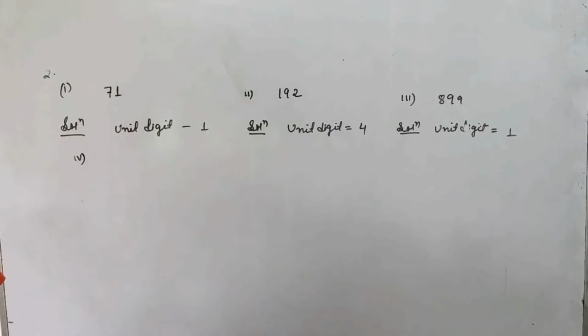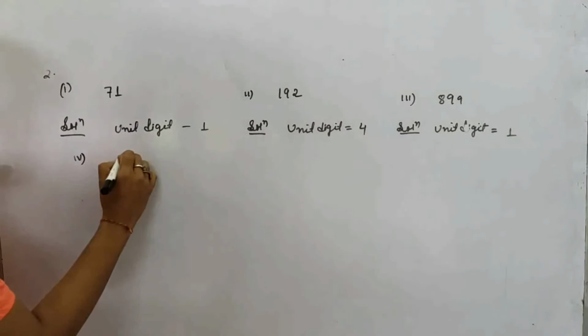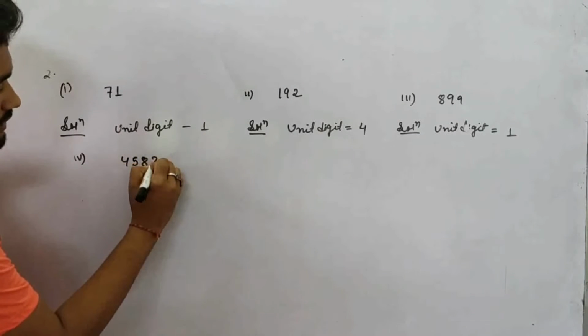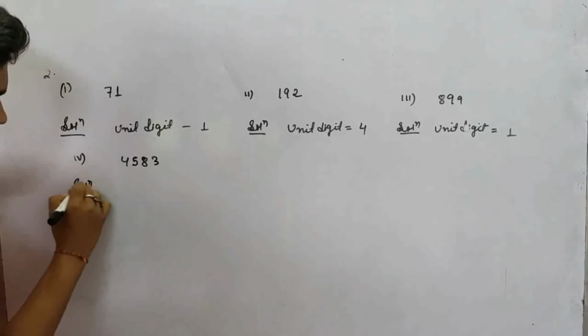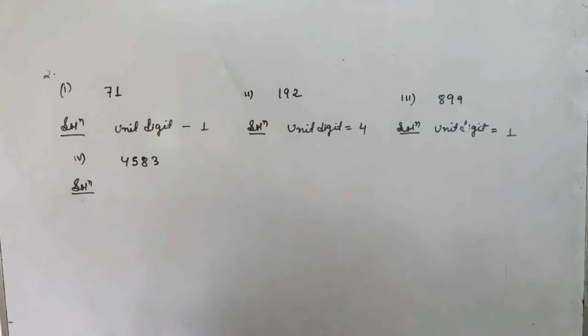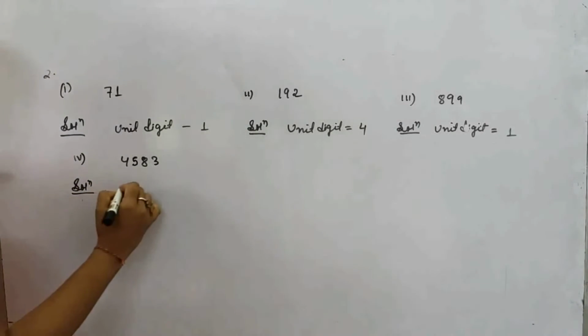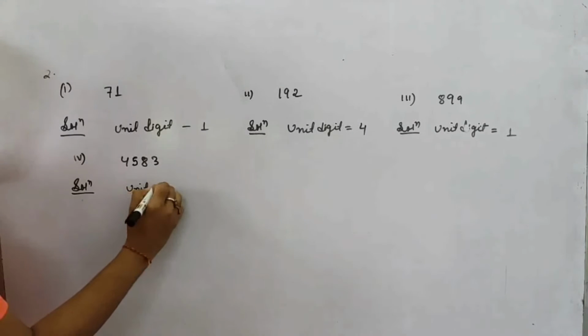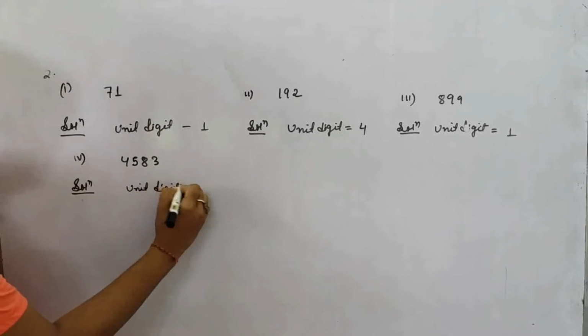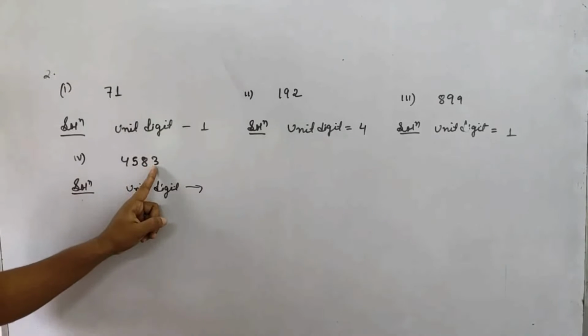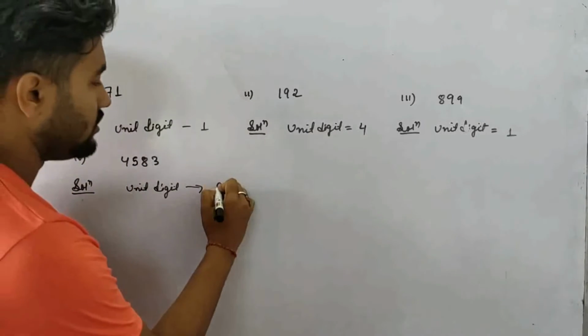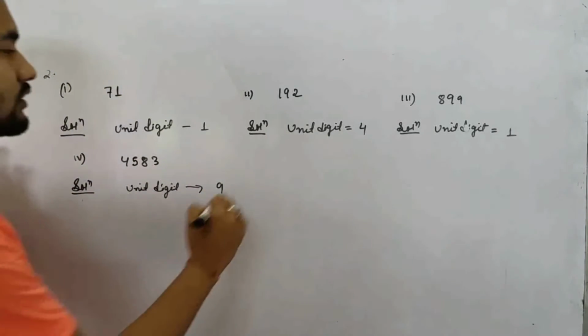Number 4. 4583. Solution. 4583. What is the unit digit? 3. Now 3 is there. So 3 3 ja 9. Like this you keep on doing.